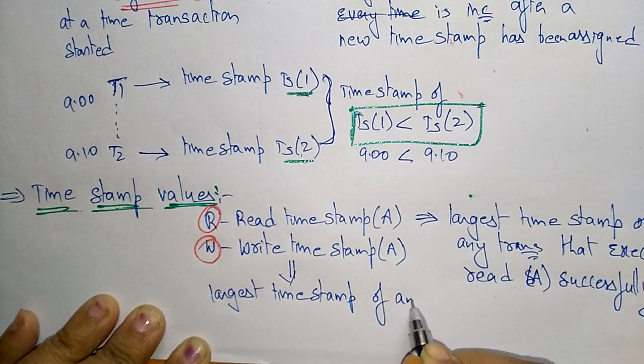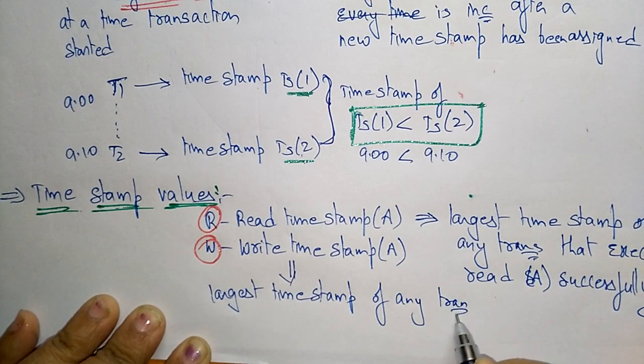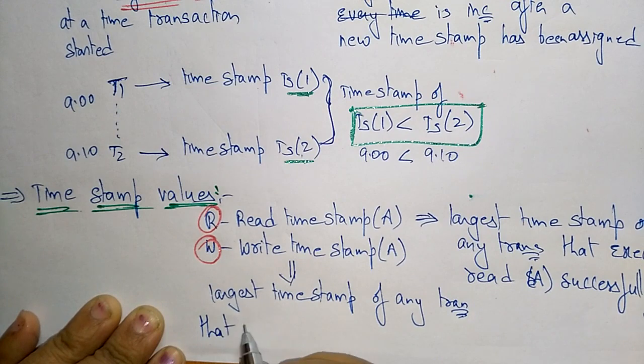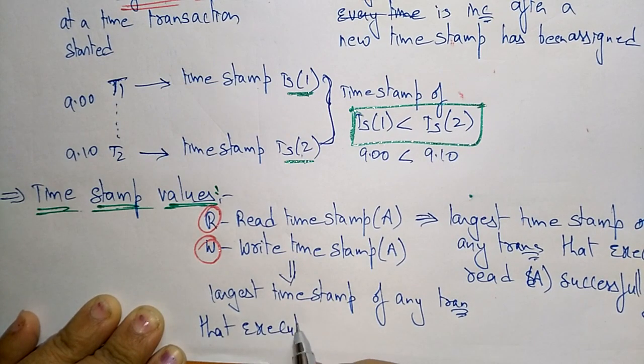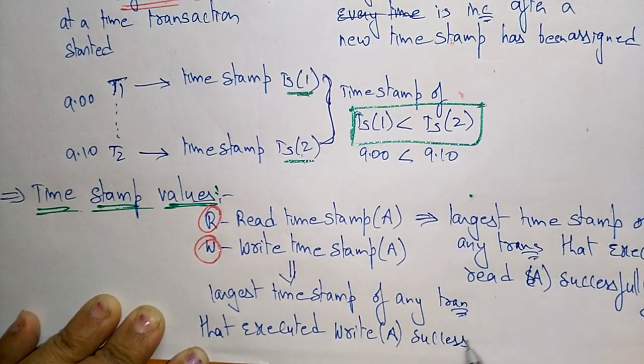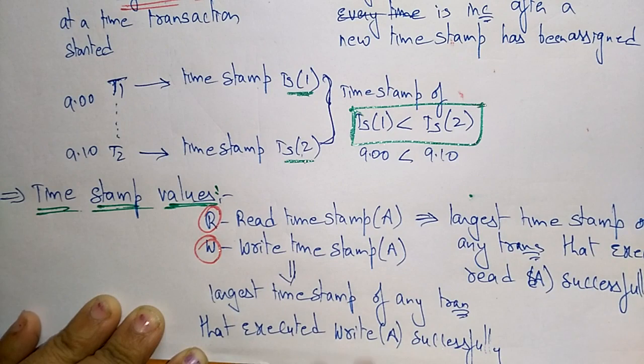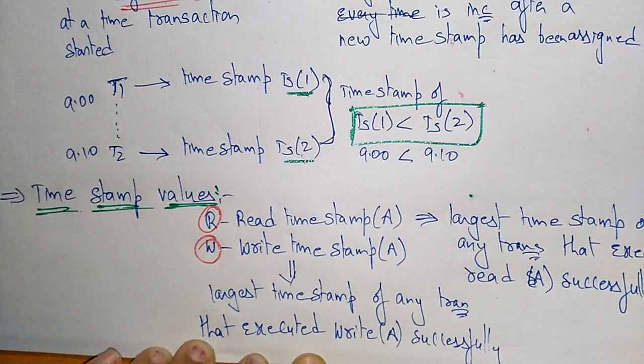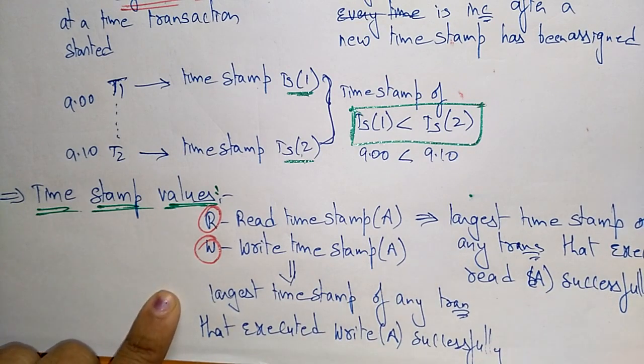of any transaction that executed write A successfully. So at one particular transaction, the write will be successful. So you have to note that time. So it is the largest time on write at which it is successful. So these are the two timestamp values, the read and write timestamp values.